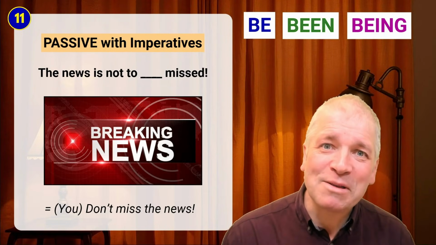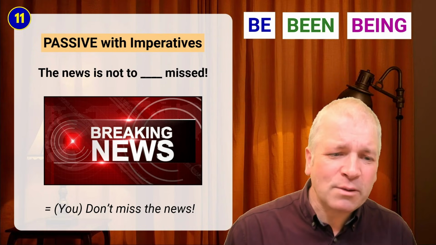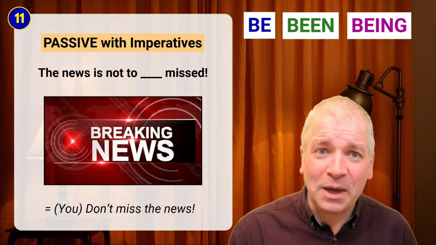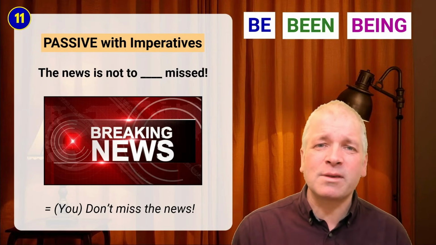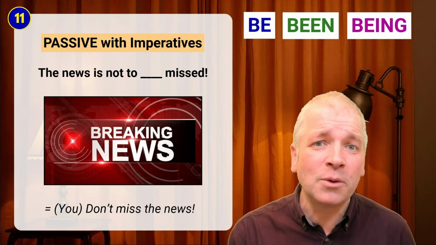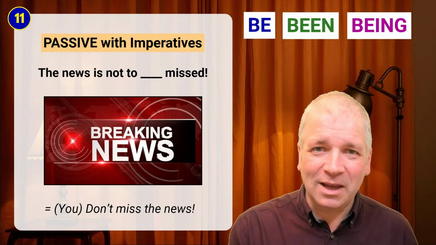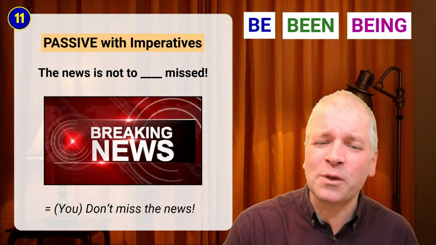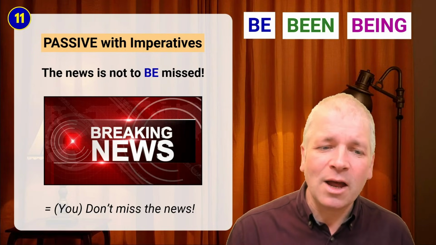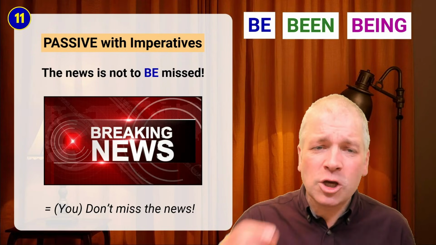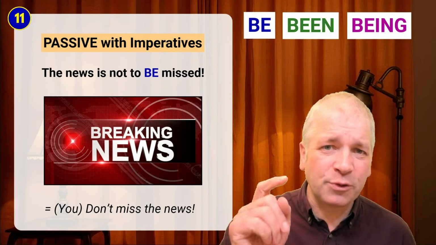What about with imperatives then? The news is not to something missed. Imagine you've got this breaking news, this really important story, and someone tells you, watch the story. It's going to be extremely important. What's the word that fills the gap? It's be here. The news is not to be missed. In other words, you don't miss the news.